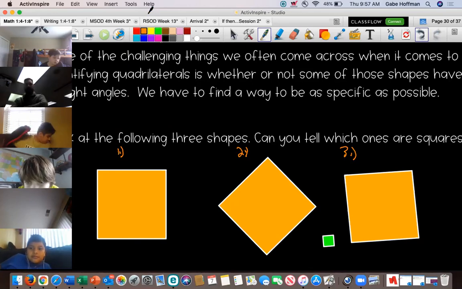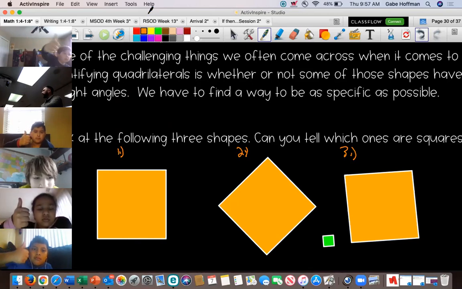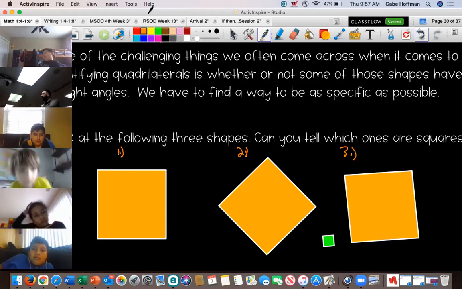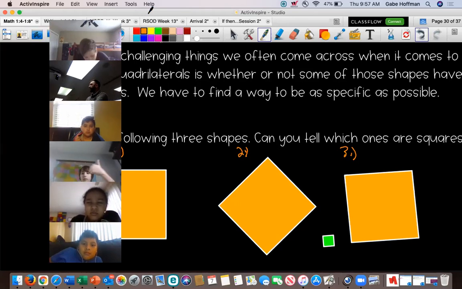Give me a thumbs up if you think number 1 has right angles. Thank you, Derek, Cynthia, Asil, Alejandro, Alex, and Corbin. The other 2 of you, I don't know. Give me a thumbs up if you think number 2 has right angles. There's Clay. He's back. Give me a thumbs up if you think number 3 has right angles as well. So I've got mixed reviews on a couple of those.